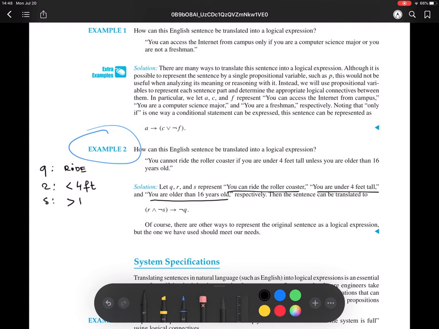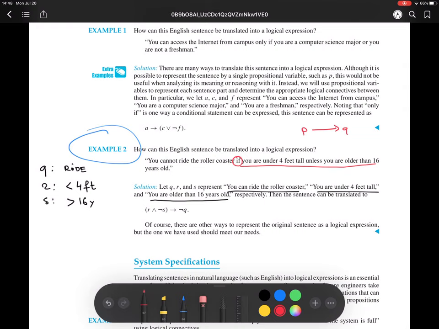Okay. So let's now think about it. You cannot ride the roller coaster if you are under 4 feet tall, unless you are older than 16 years old. So what are we looking for? Well, there's one word that should stick out a little bit, and that is this "if" here. This reminds us of the if-then, the implication. Now normally when we write P implies Q, we mean if P then Q. But in English, very often one says it the other way around. It says like you can do Q if, yeah, you can come if you behave.